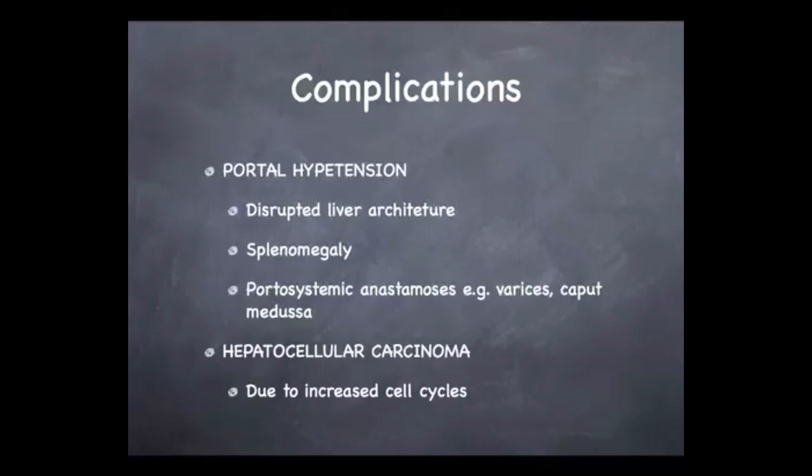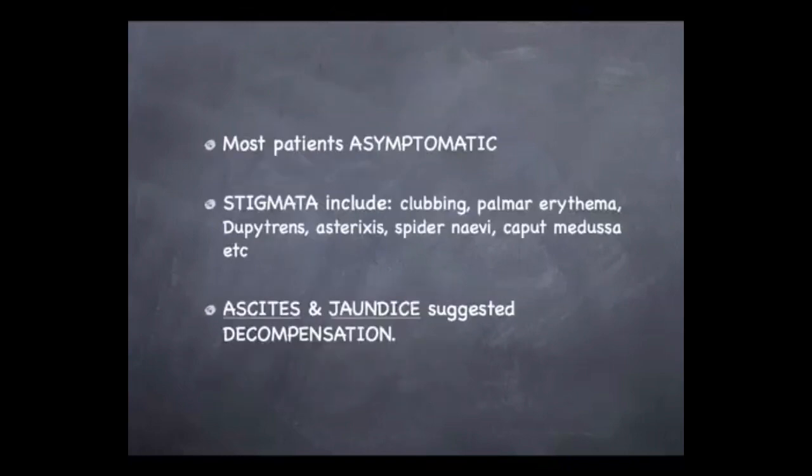Portal hypertension occurs because of disruption of the liver architecture and therefore increased resistance to blood flowing through the liver. The most important sequelae of portal hypertension are splenomegaly and portosystemic anastomoses, which include esophageal varices, which may burst and cause massive hematemesis, and caput medusae, often seen around the umbilicus. Hepatocellular carcinoma results from the increased cycles of hepatic cell loss and regeneration.